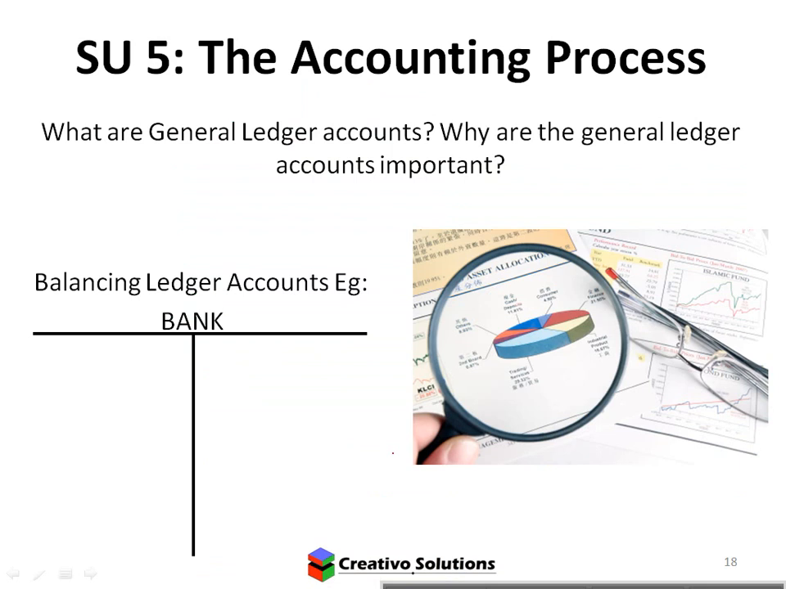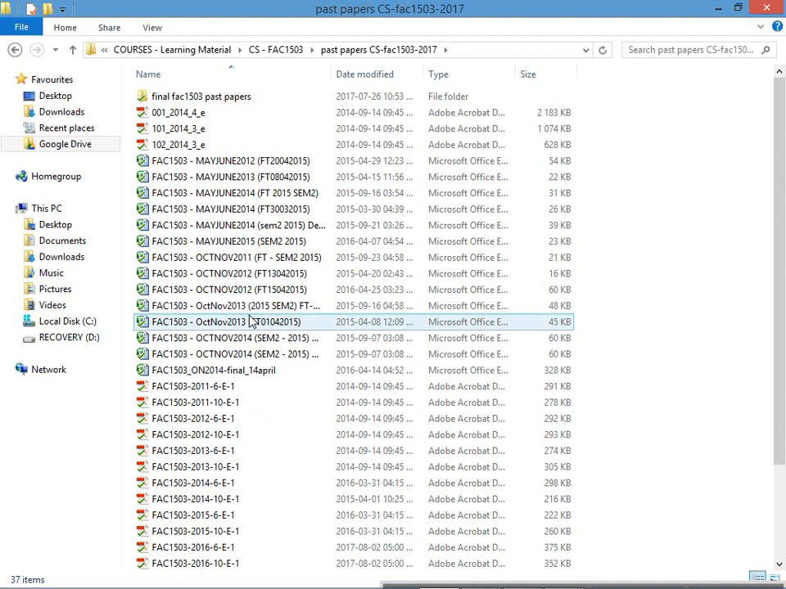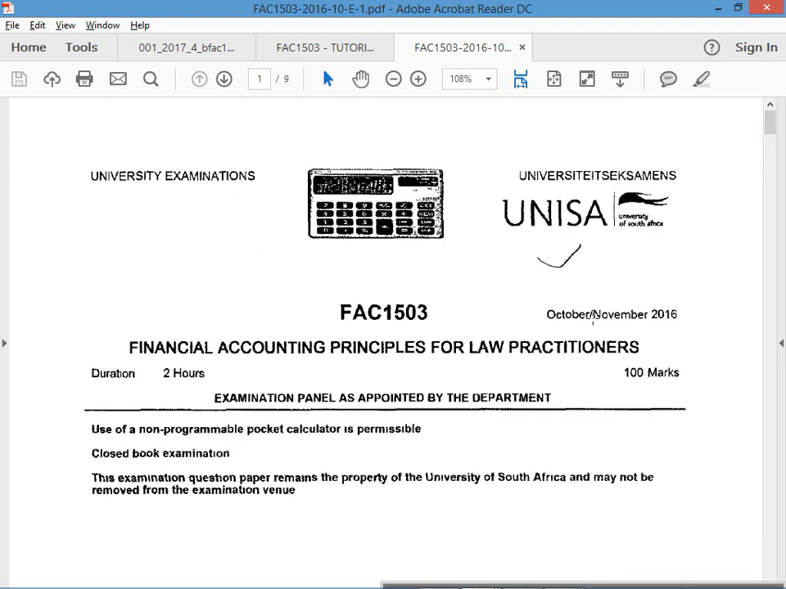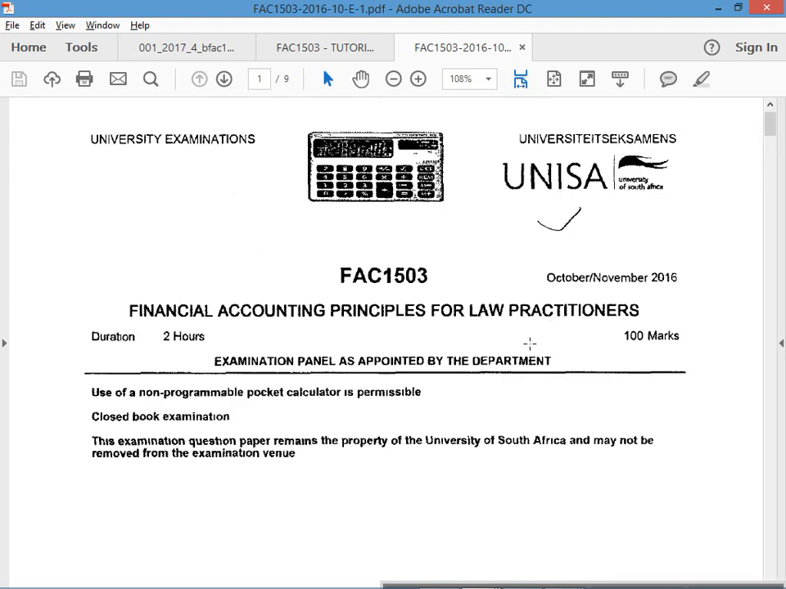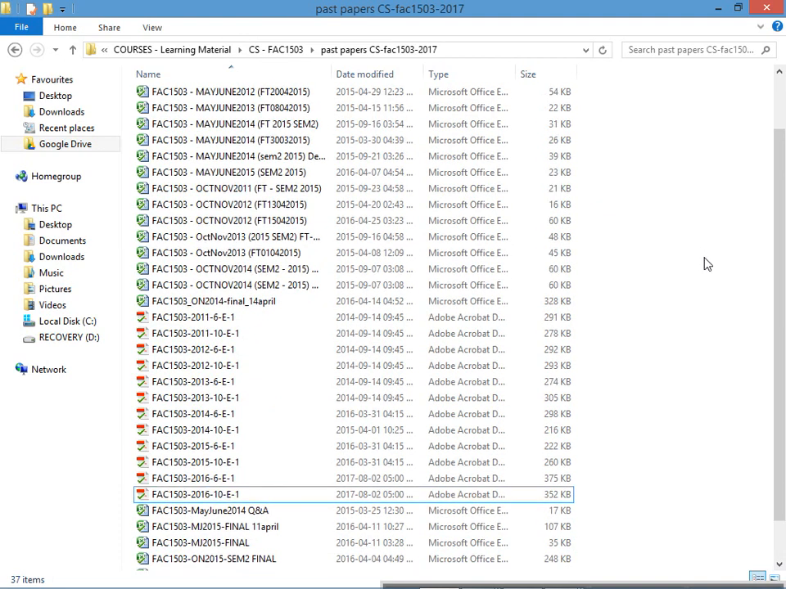Maybe before we look at the general ledger, let's apply what we know. Okay, so I'm going to quickly change focus slightly. I'm going to open up the past paper that you have. October, November 2016. Okay, let's create a solution for the first question.